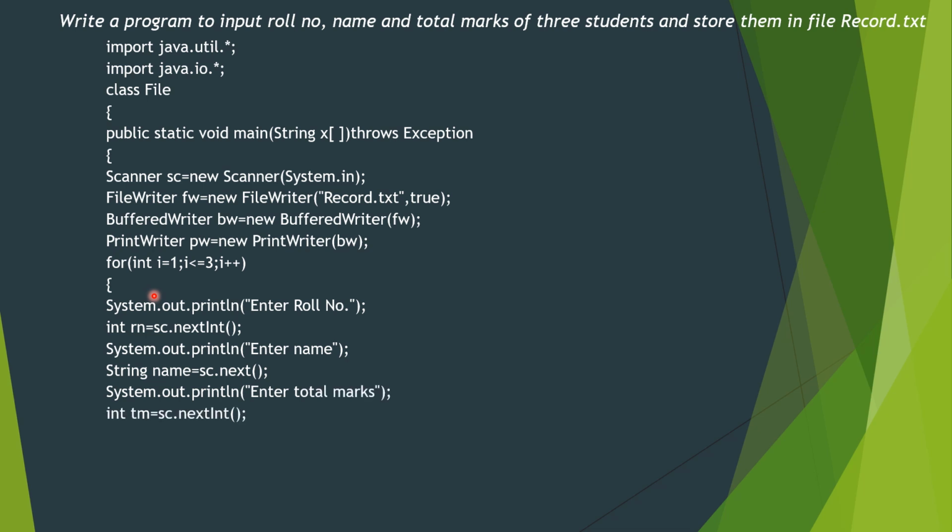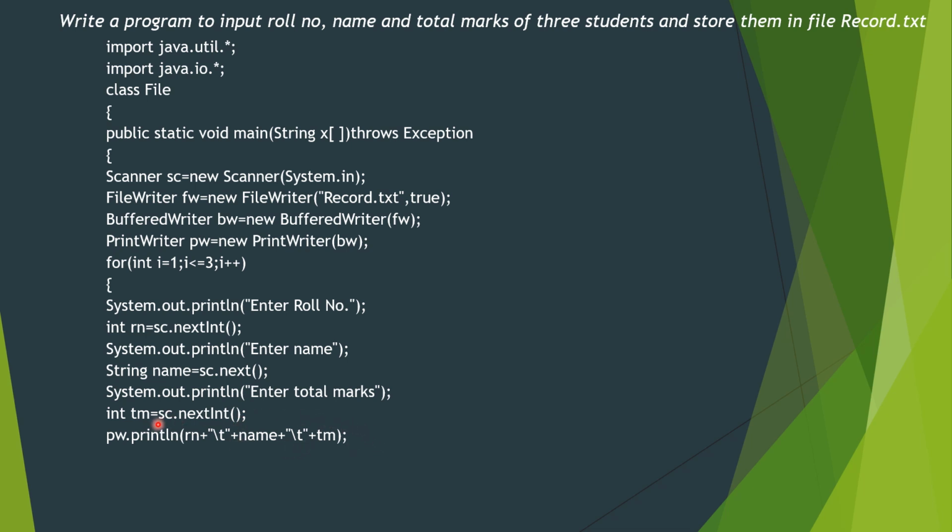Now this information we have to write in a file. As you know, if we want to display something on the screen, we write System.out.println. But this information we have to write in a file, so instead of System.out, we are going to use the name of the object of the PrintWriter class. In this program it is pw. That means the pw object will write information in the file using the print or println command. So here we'll write pw.println(rn + "\t" + name + "\t" + tm).